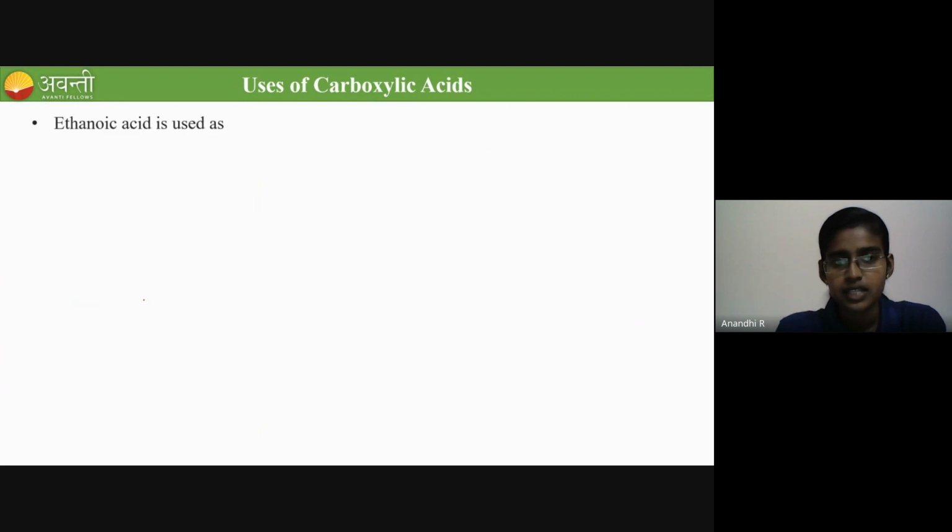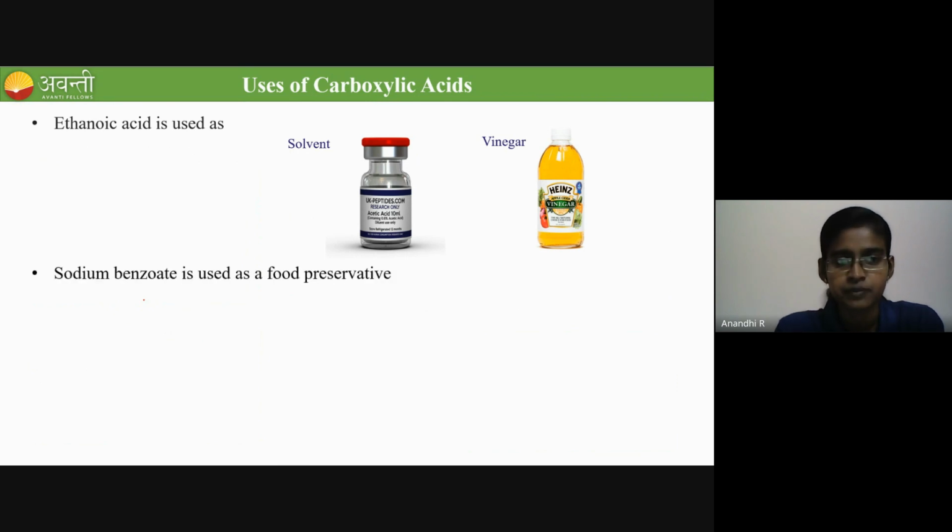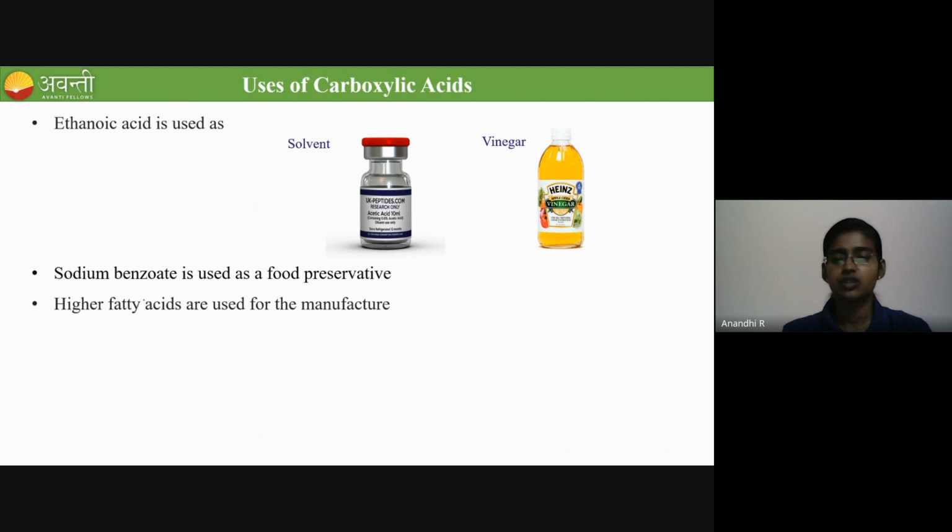And coming to the next acid, which is called ethanoic acid. Ethanoic acid is used as a solvent. And in the vinegar, which we use in our homes to preserve pickles and all, we are using ethanoic acid. And sodium benzoate is used as a food preservative again. Sodium benzoate, formula C6H5COONa, is used as a food preservative, which is a sodium salt of benzoic acid.